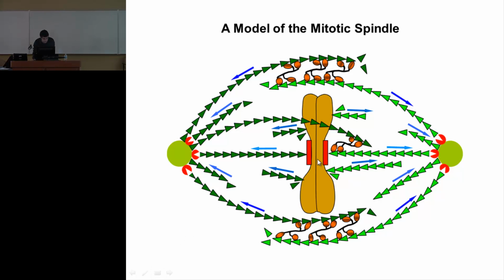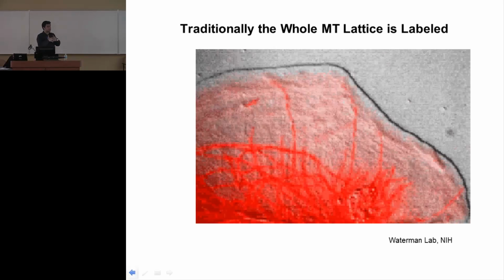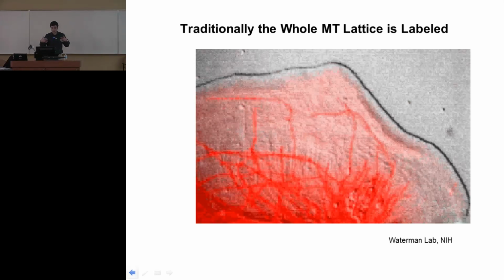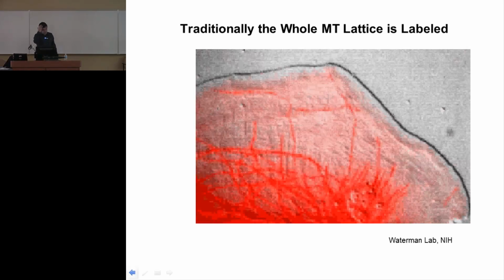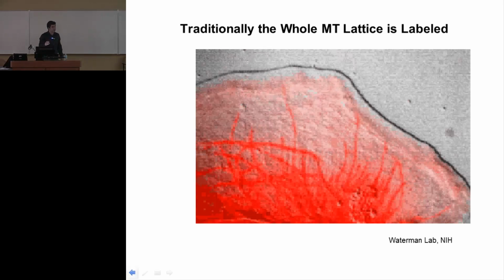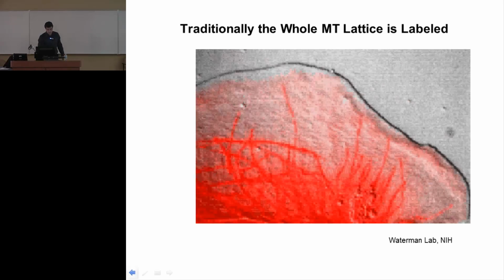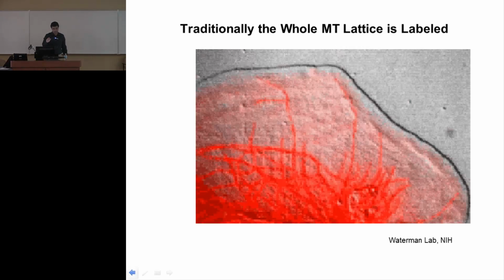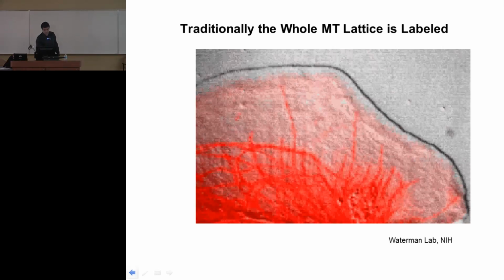Here, for simplification, we have a simple cartoon with one duplicated chromosome. Actually, in real life, there are 23 of them. During division, the chromosomes are segregated with this structure, the mitotic spindle. Traditionally, in cell biology, people have analyzed microtubules and their behavior with movies like this one, with continuous labeling of the whole microtubule lattice. What you can observe immediately is that it's very hard to see, for example, in the middle, where there is a high density of polymer.